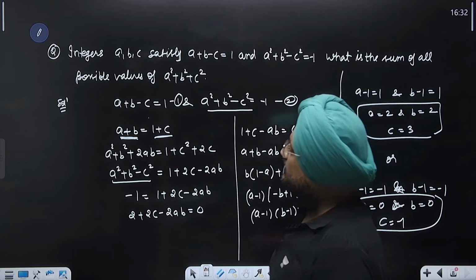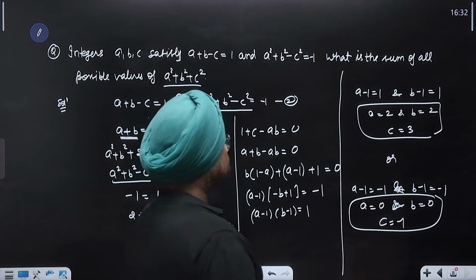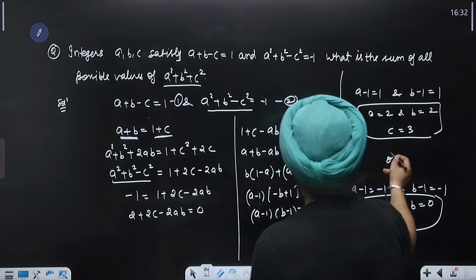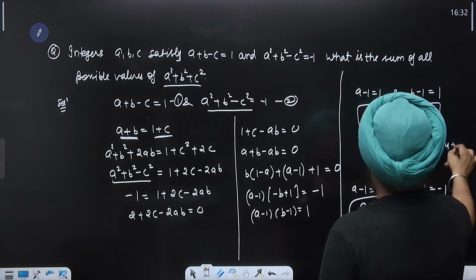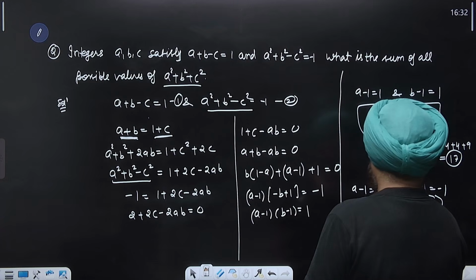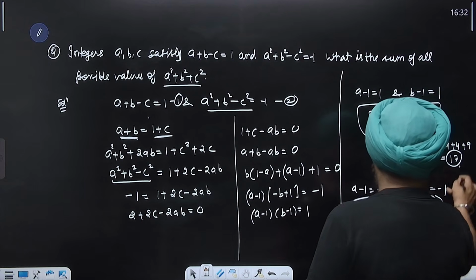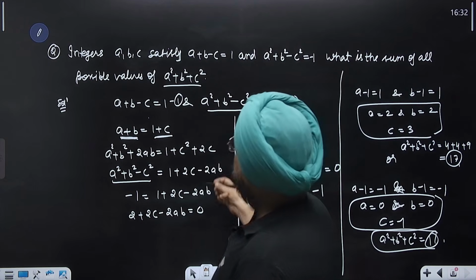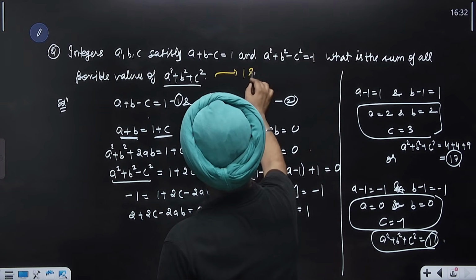Now we are asked the sum of all possible values of A square plus B square plus C square. So A square plus B square plus C square in this case is 4 plus 4 plus 9, that is 17, and in this case is 0 plus 0 plus 1. So the sum of these two values is 18. So the answer to our problem is 18.